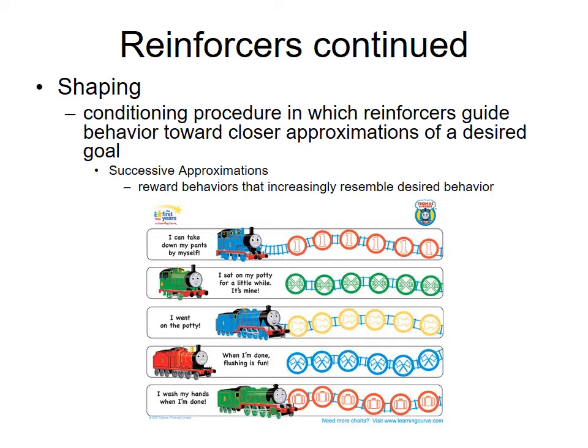So this literally is from a box of pull-ups with Thomas the Tank Engine, and you see the different broken down steps necessary for toilet training behavior. And here it's a sticker chart: "I can take down my pants by myself." Well, the kid would get a sticker every single time they were able to do that. "I sat on the potty for a little while." You get another sticker for that. The entire idea is that as these behaviors move closer and closer to the desired behavior, the child continues to get reinforcement on those individual behaviors.